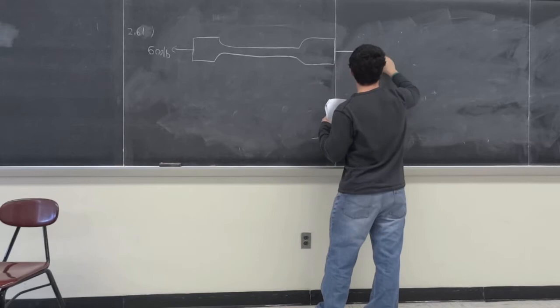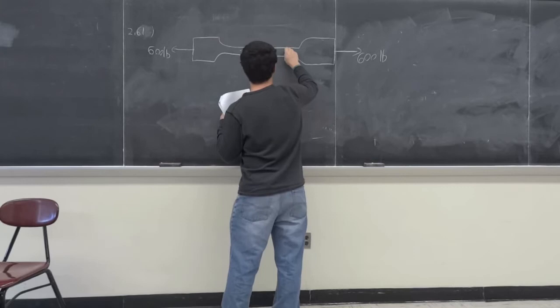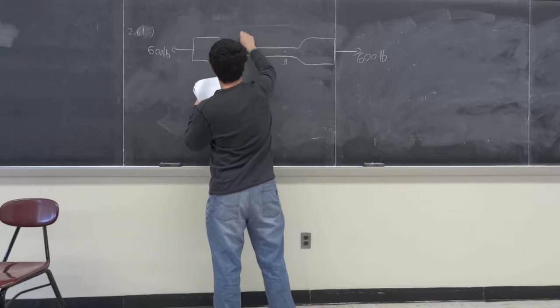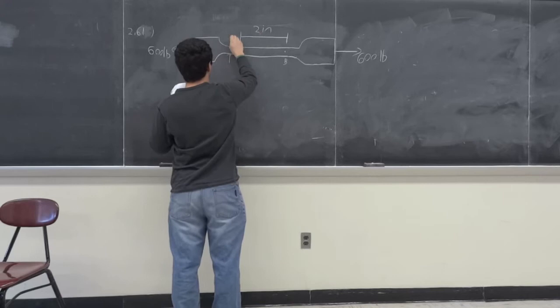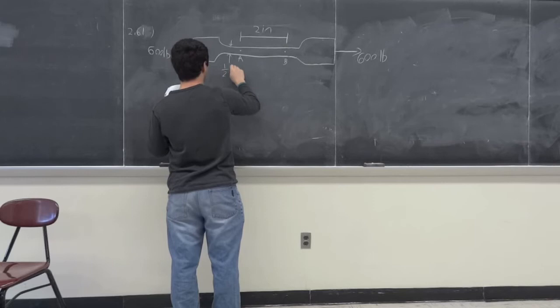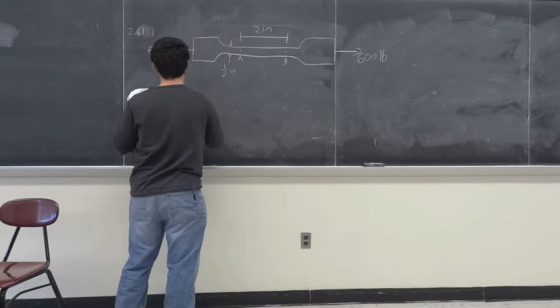Okay, so they give you a strain gauge over here. They give you the length of it. This length is 2 inches, and they give you the width of this member, the neck of it, is 1/2 inch, and they give you the thickness. The thickness is in this direction, the Z direction. So the thickness is 1/16 inch.